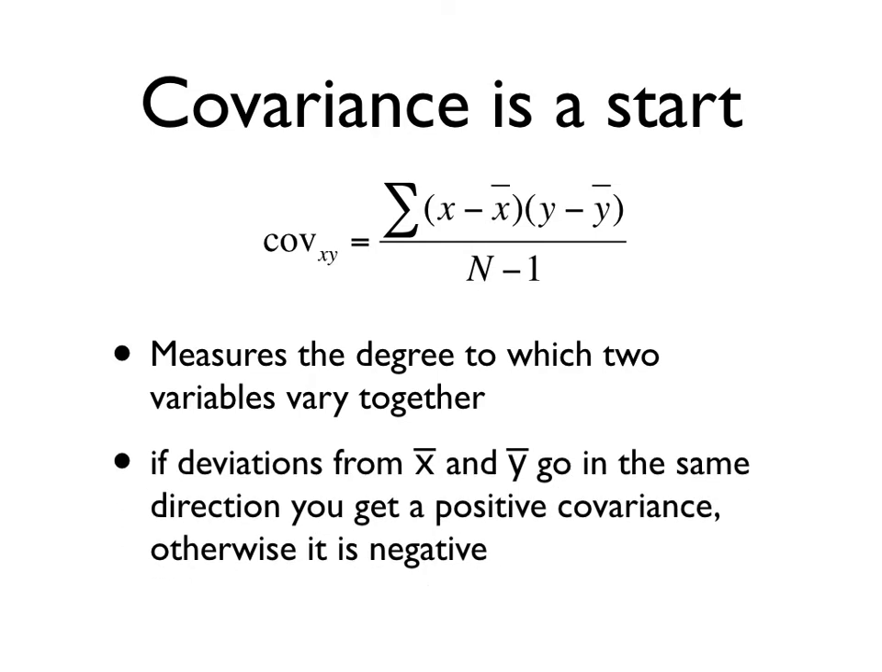If deviations from x bar and y bar go in the same direction, you get a positive covariance. You can also get a negative covariance. This is the difference between a covariance and just a plain old variance. Variance is always going to be positive because it's a squared quantity. This has two numbers multiplied times each other, except one could go one way and one could go the other. What's something where one goes up, the other one goes down? You think of a variable where one goes up, the other one goes down.